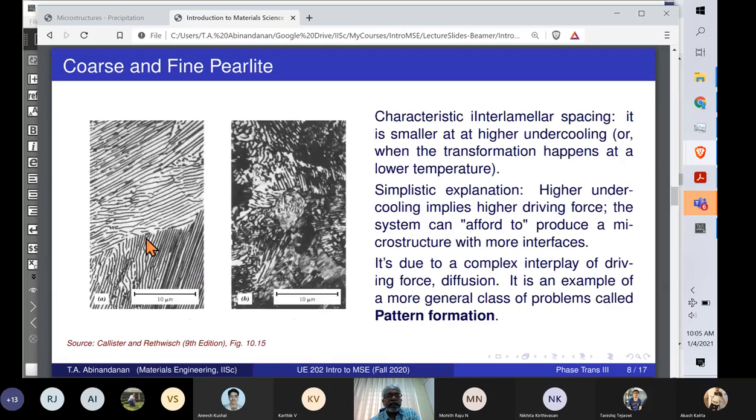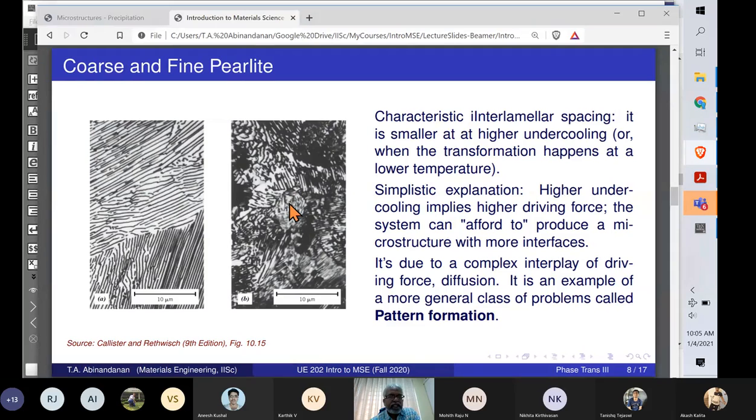And here's a set of microstructures that I got from the next chapter in Callister and Rethwisch. So you see a very coarse pearlitic microstructure. This alternating lamellae microstructure has a name and it is called pearlite. And if the transformation happens at a lower temperature, then the size scale of pearlite becomes pretty fine. And here the interlamellar spacing is of the order of a micron or so.